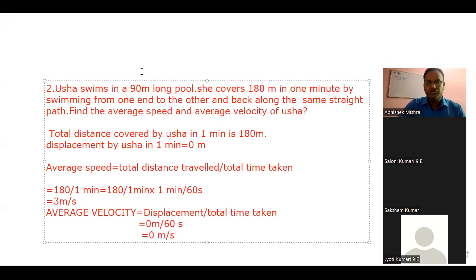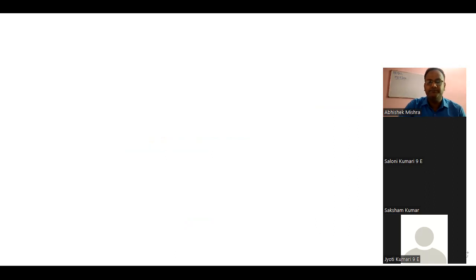Okay. So today, this was the numerical which we have done, that how we will be calculating the average speed and how we will be calculating the average velocity. Now, let us come to the next portion of this lesson.